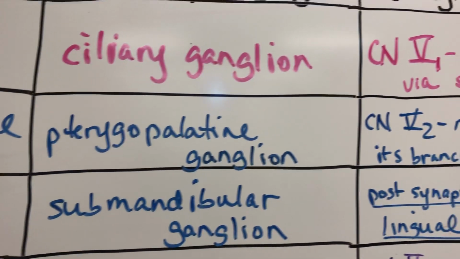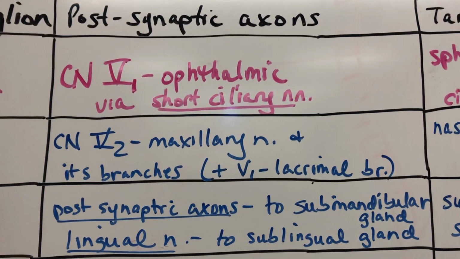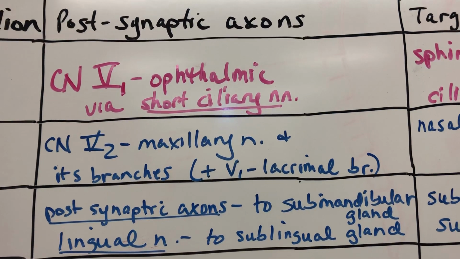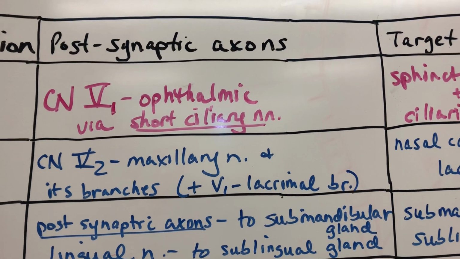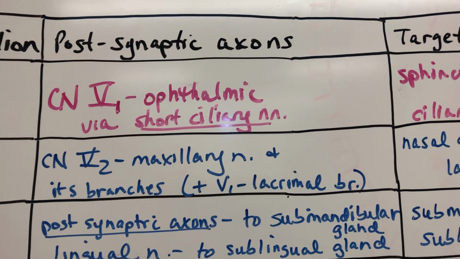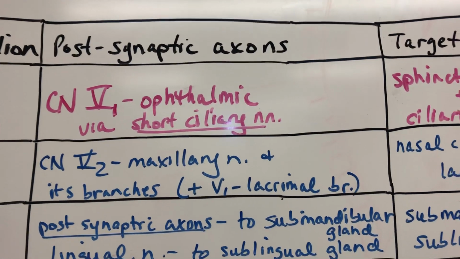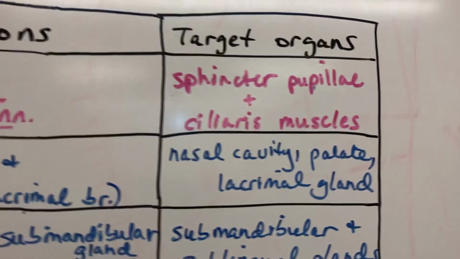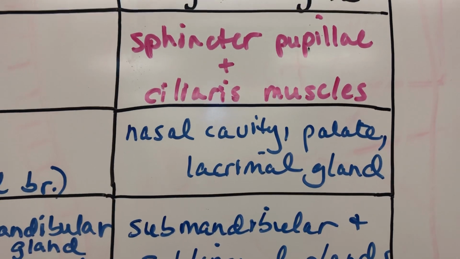Therefore, the postsynaptic branches travel mostly on cranial nerve 5's second division called the maxillary nerve. Maxillary nerve will meet up via the zygomaticotemporal branches to jump onto the lacrimal nerve, V1, to get over to the lacrimal gland. That pathway is described in my pterygopalatine fossa video, should you be so inclined to watch it. Then our target organs are things like the nasal cavity, the palate, and of course the lacrimal gland.